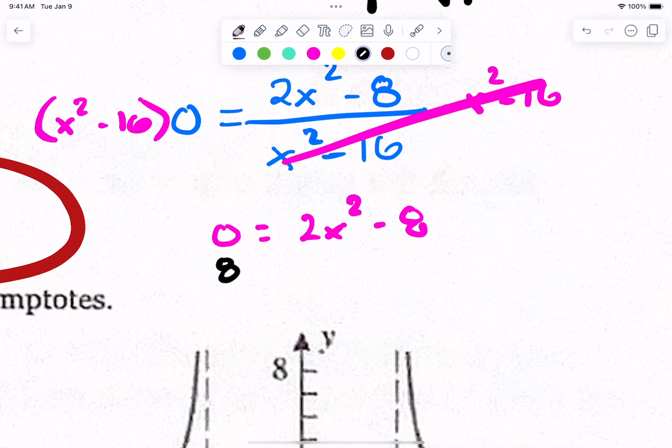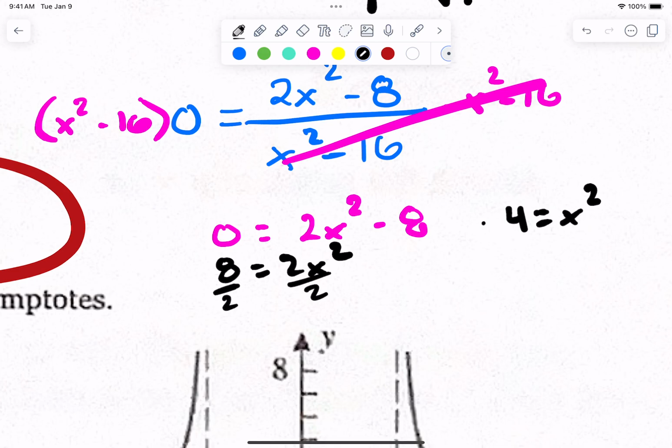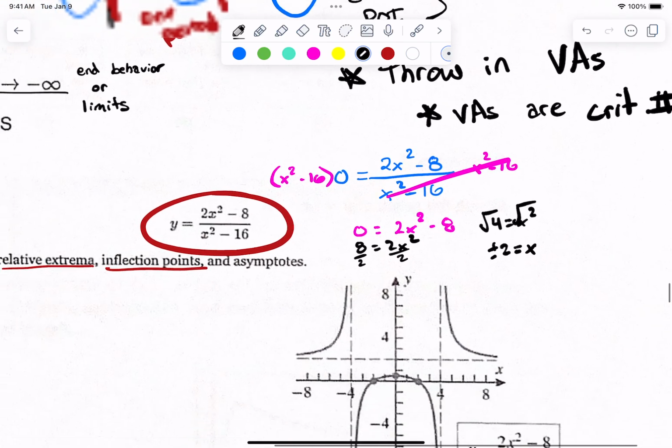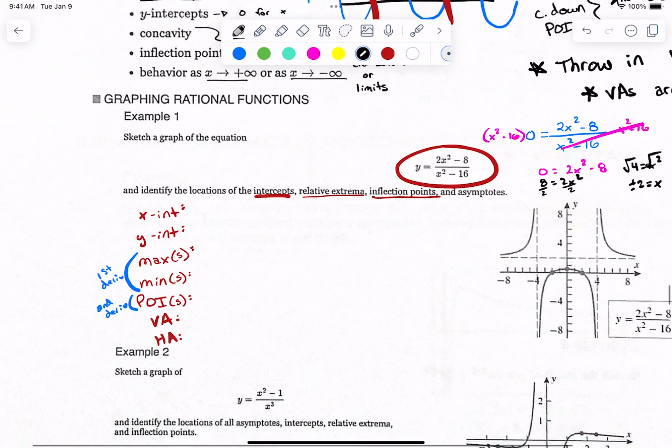So I have 8 equals 2x squared. Divide by 2, so that is 4 equals x squared. And take the square root. X equals plus or minus 2. So we have 2 x-intercepts, plus or minus 2.